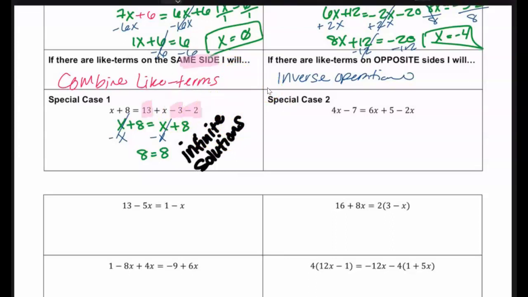Let me erase that so you can see it. Infinite solutions. So that only happens if it gives you a true statement, such as 8 equals 8. Now special case number 2, let's see what happens here.